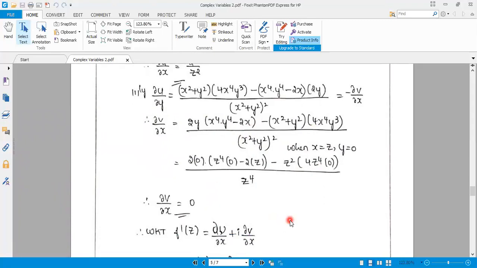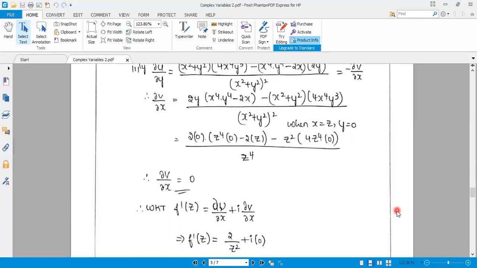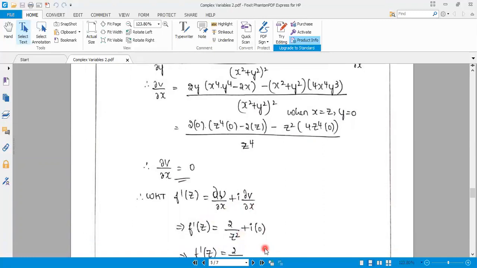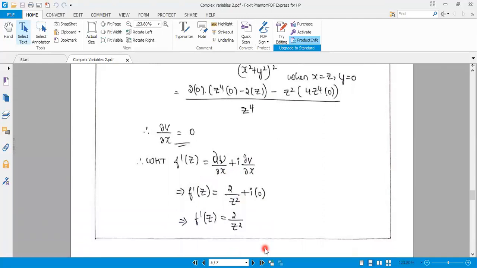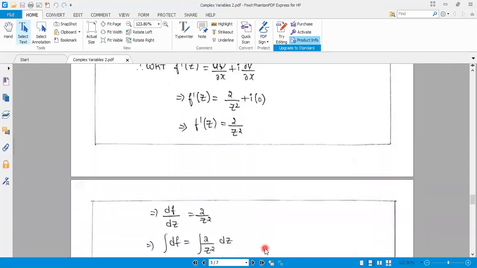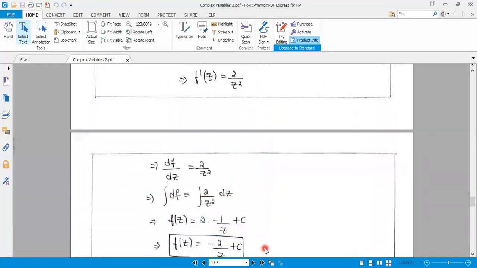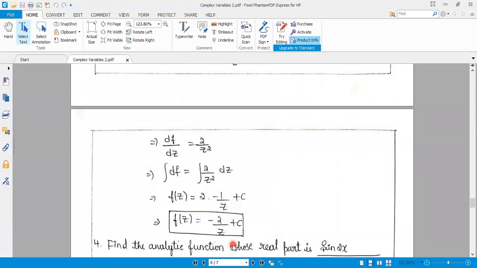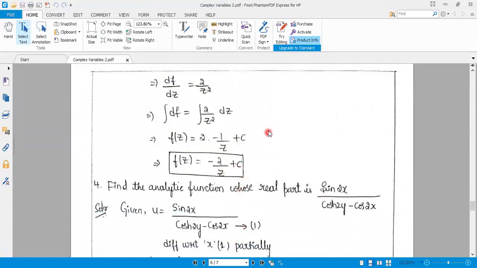Now we have the result f dash z equals u x plus i v x, where the imaginary part is 0. So substitute dou u by dou x, it is 2 by z square. This is f dash z. Now when you integrate this, you obtain 2 times minus 1 by z. So this is your f of z. F of z equals minus 2 by z plus c, where c is the constant of integration. This is the required result.